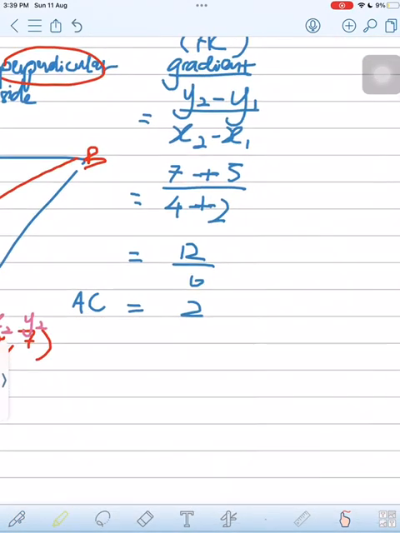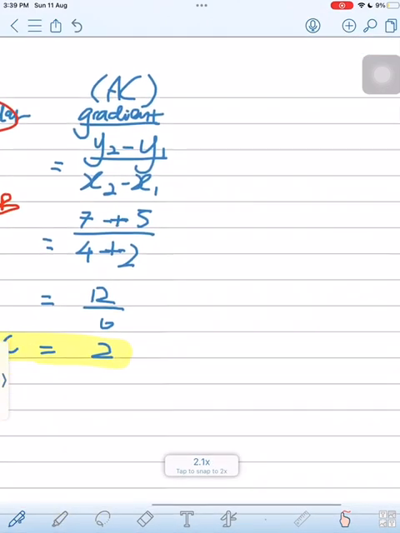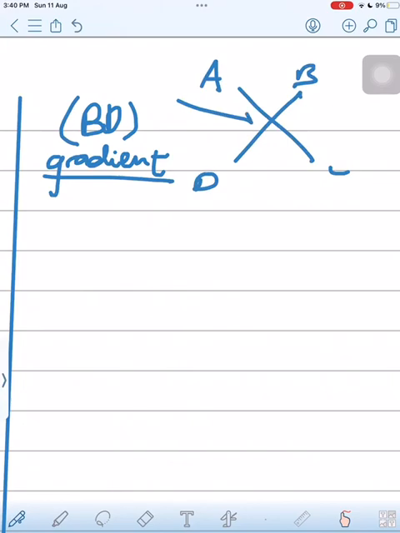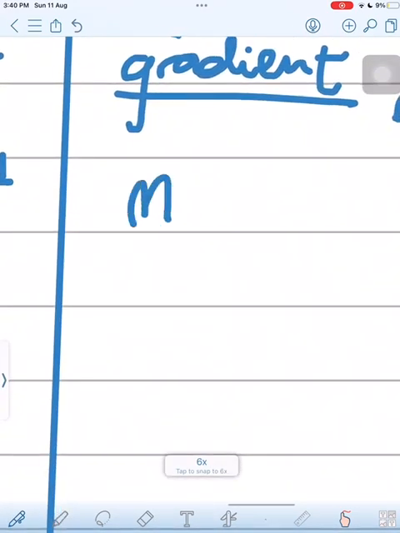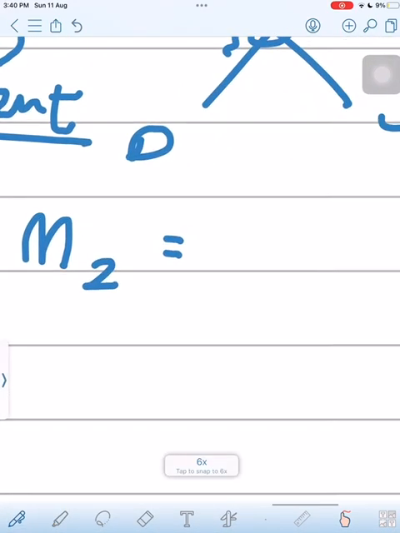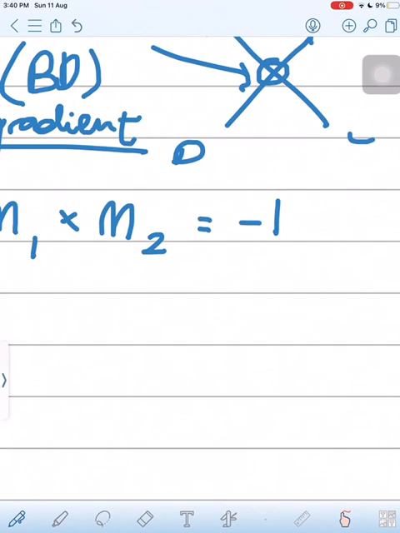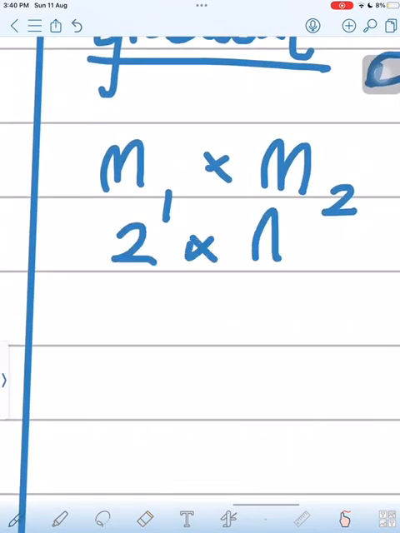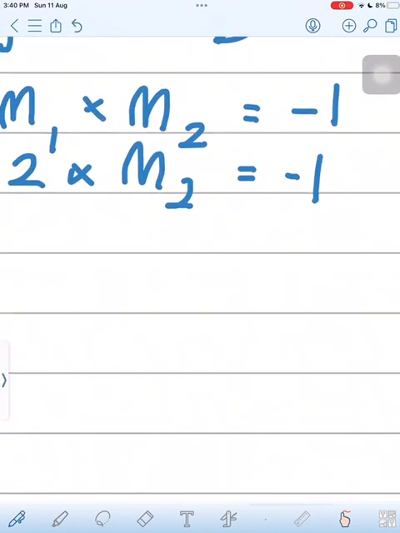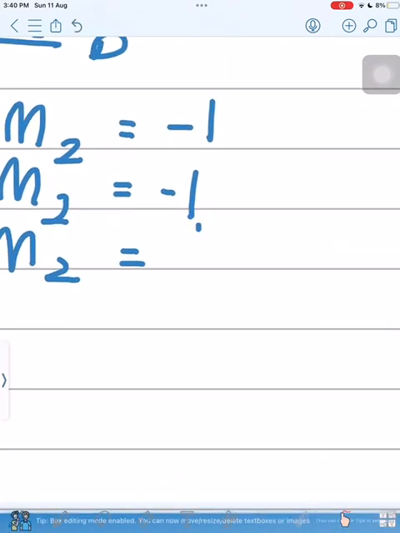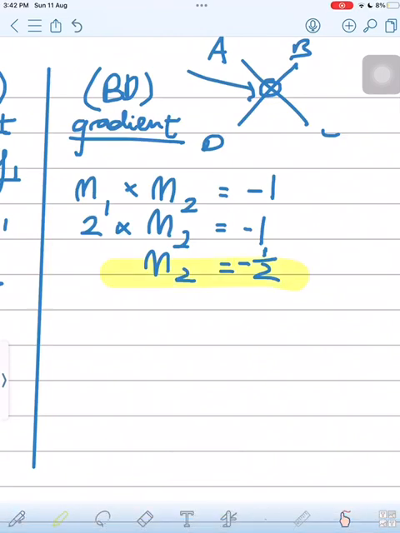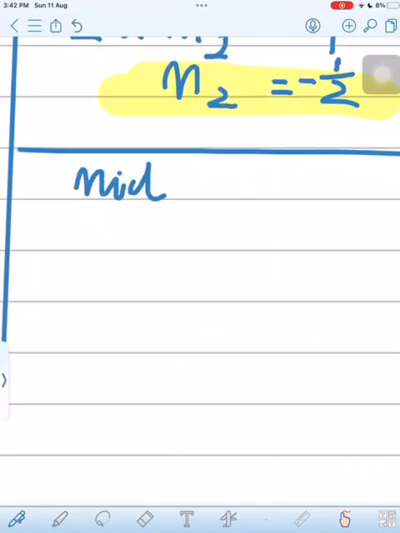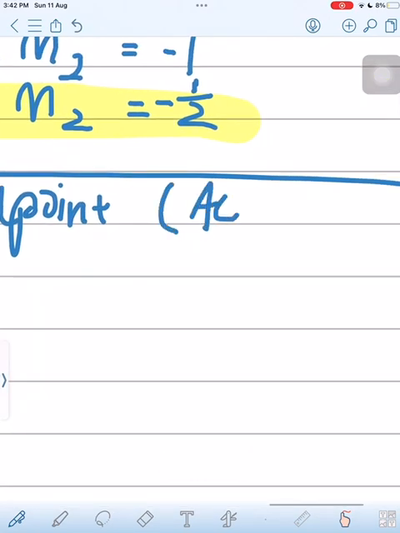Next, we're going to find the gradient for BD. Here we're going to use a different formula: M1 times M2 equals -1. So if both lines are perpendicular, their product is -1. We substitute that in. The gradient M1 is 2, so do the math. So it's -1/2.